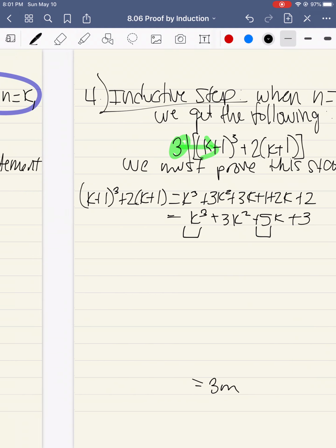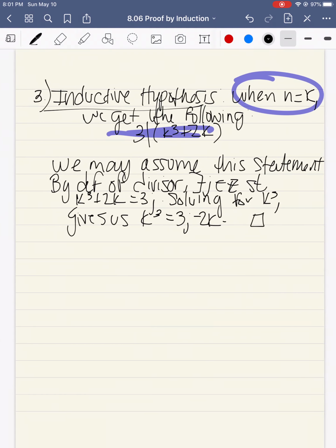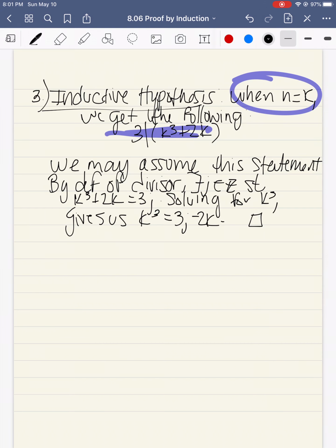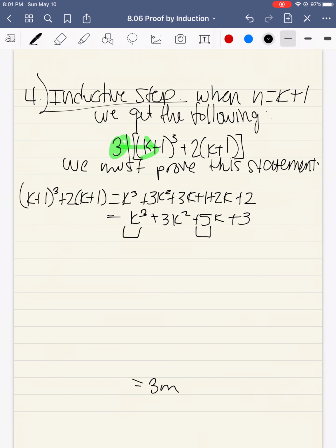If I go back to my inductive hypothesis, we know what k cubed is going to be equal to. It's going to be equal to 3j minus 2k. We assumed that to be true before, so I'm allowed to make this substitution. And that's the purpose of the inductive hypothesis, to be able to sub this value into the inductive step.